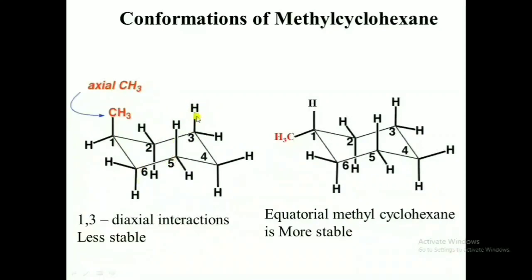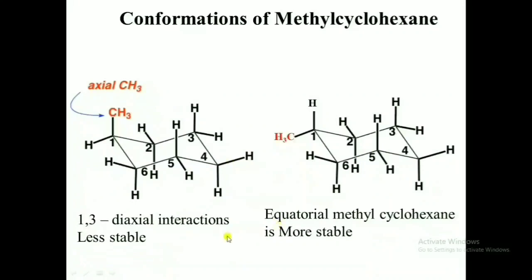Okay, so these axial hydrogens will interact with the CH3 group, and that makes the molecule more uncomfortable, and it has slightly higher energy than the conformer where the CH3 group is in equatorial position. Here you can see that since the CH3 is in equatorial position, none of the hydrogen atoms can come close to the CH3 like in this conformer. So this conformer's energy will be slightly lower than the other, and its stability will be more.